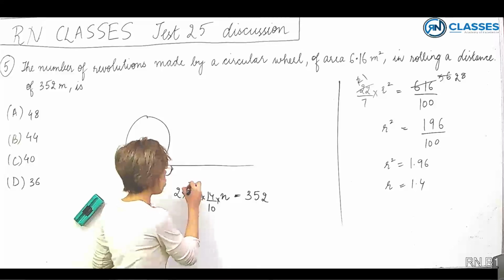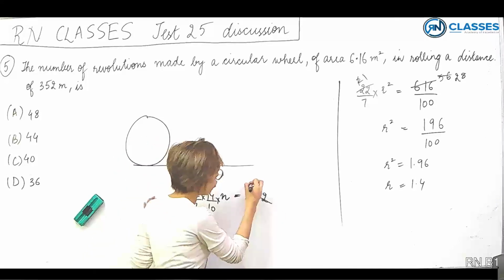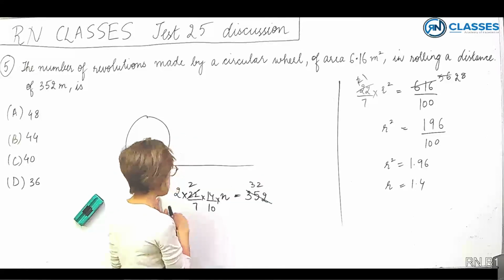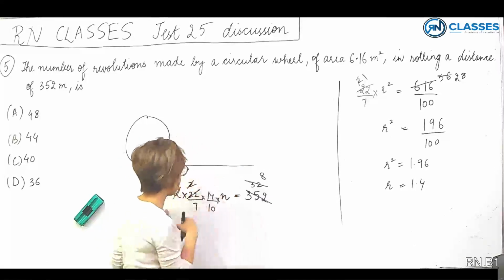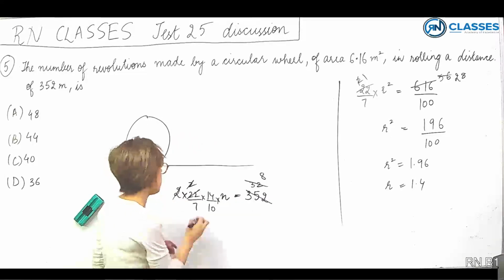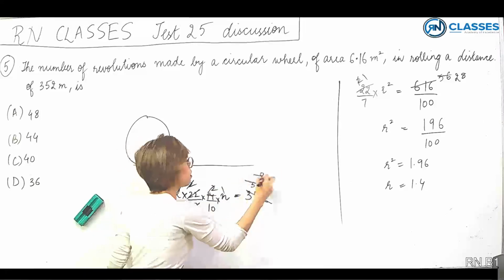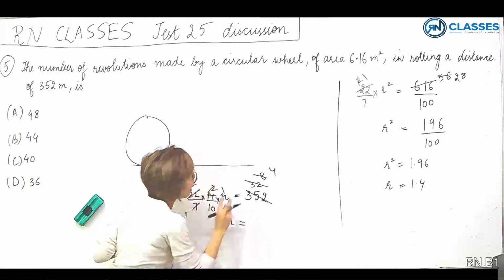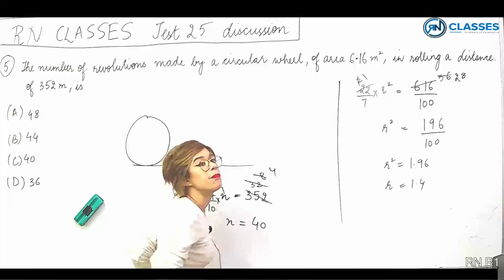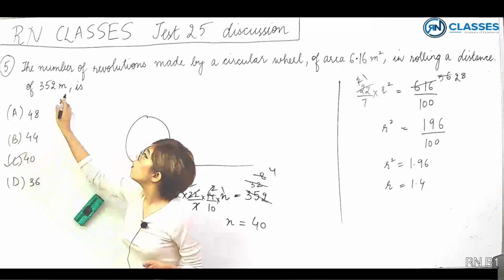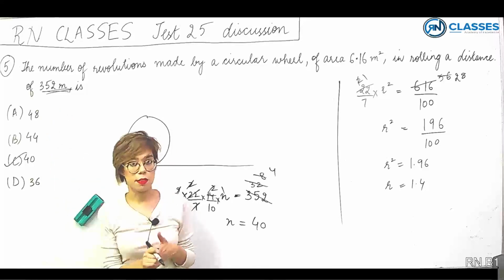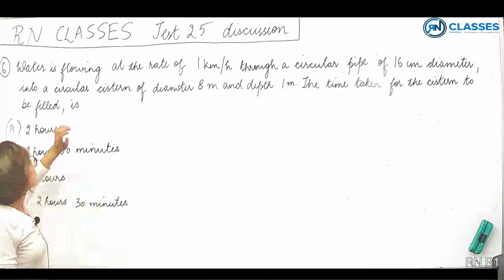Okay, so this is 2. Again, I'll go for 11. So this is 4 and this will be 8, right? Oh my god. So 2, this is 4. So n is equal to 10 into 4, that is 40. Right? So the wheel needs to make 40 revolutions in order to cover this much distance. Alright, so the next question.